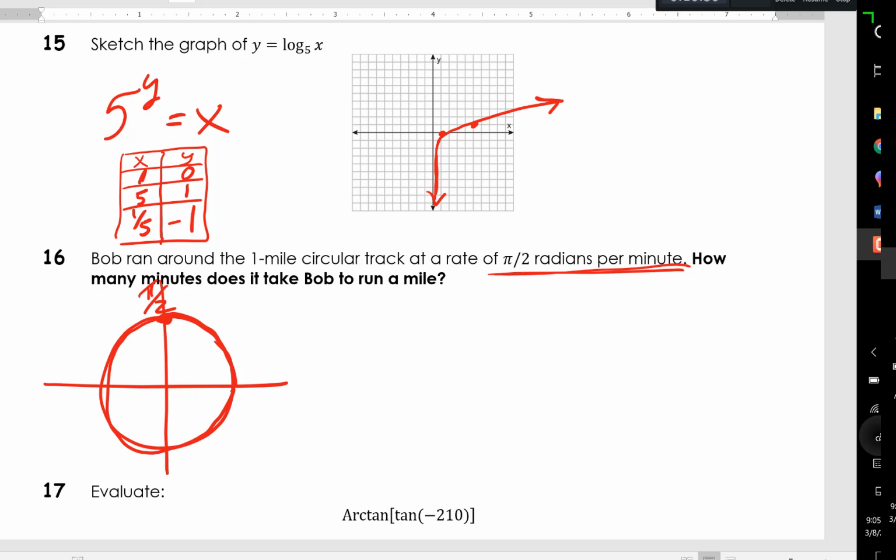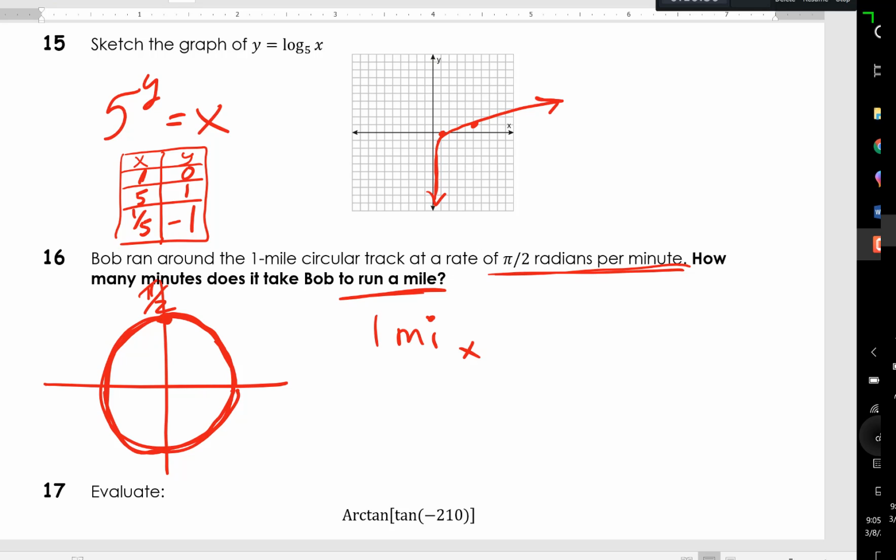If he's going pi over 2 radians per minute, there's 1 minute, 2 minutes, 3 minutes, 4 minutes. So the answer is 4 minutes. That's how many minutes it takes him to run a mile because the track is 1 mile. All right, so you could see that, or you could just use the rate, pi over 2 radians per minute, and then use that as a unit multiplier to change miles to minutes. All right, so you've got 1 mile.